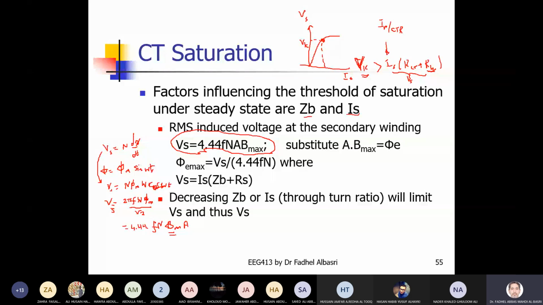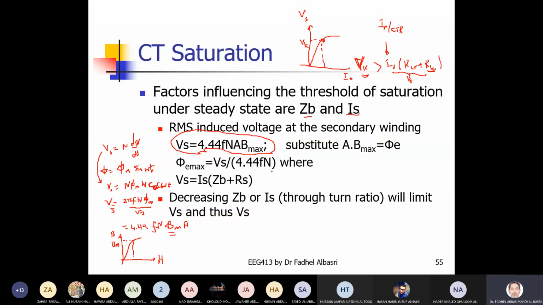So the determining factor at the knee point is the maximum flux that you should not exceed. If you have a flux curve, you will have the same characteristics, and that represents our knee point, the maximum flux, which gives you the maximum voltage that we should not exceed, which is Vs, or Vk. That Vk we should select such that it is greater than the secondary voltage developed at the secondary side of the CT.